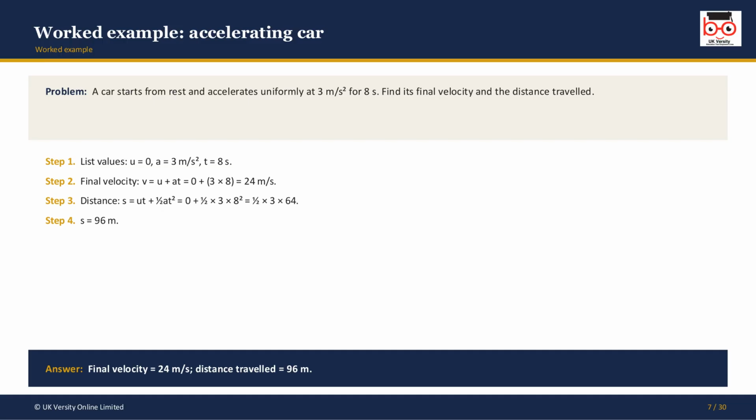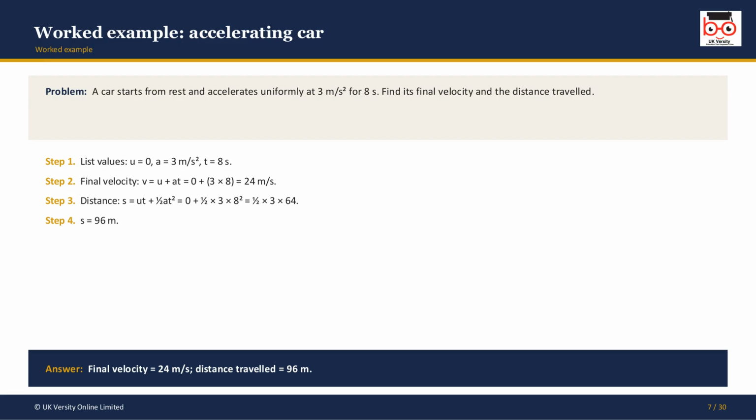Let's try one. A car starts from rest and accelerates steadily at 3 meters per second squared for 8 seconds, and we want its final speed and how far it travels. Since it starts from rest, u is 0, a is 3, and t is 8. The final velocity is u plus at, which is 3 times 8, so 24 meters per second.